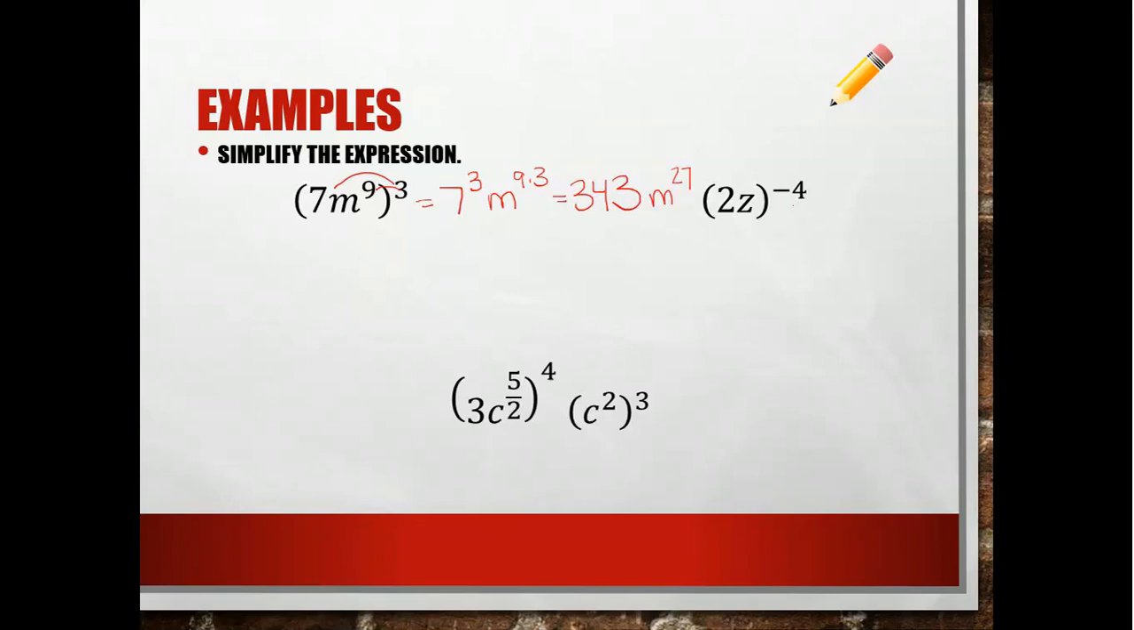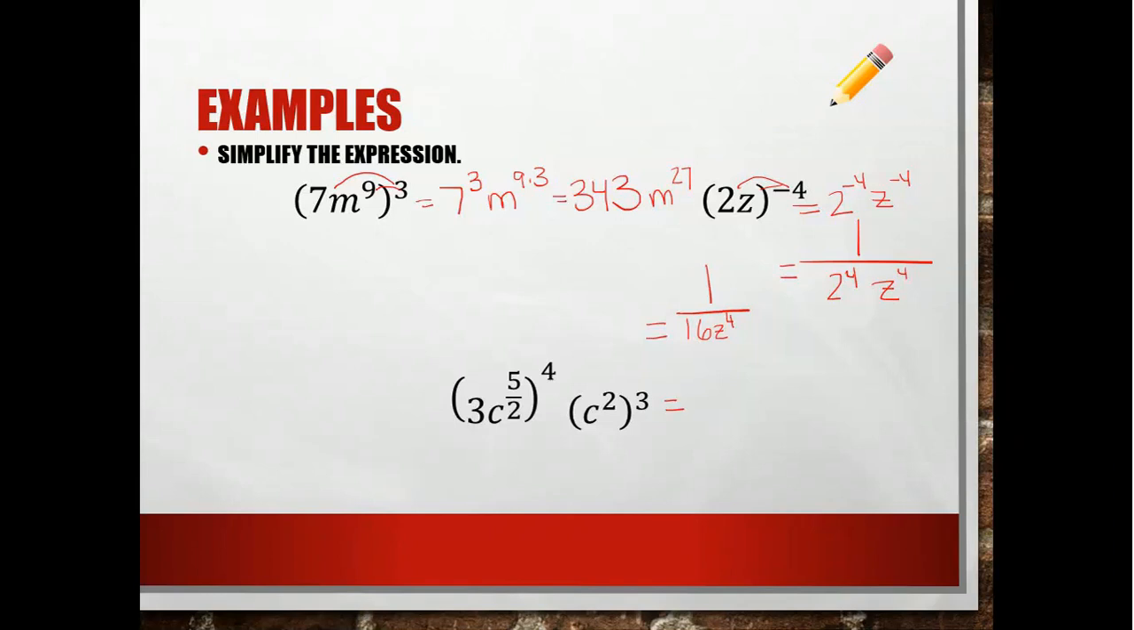Now what about this one? I've got to distribute that -4 into both. So I got 2 to the -4, z to the -4. Now, with negative exponents, we know that that needs to be dropped to the bottom. So it's going to be 1 over 2 to the 4th, z to the 4th, right? Because when I drop it to the bottom, my negative exponents do become positive. So I now have 1 over 2 to the 4th is 16, z to the 4th.